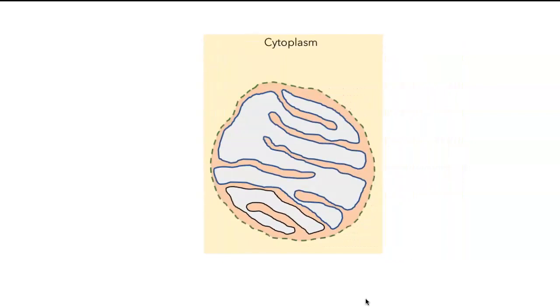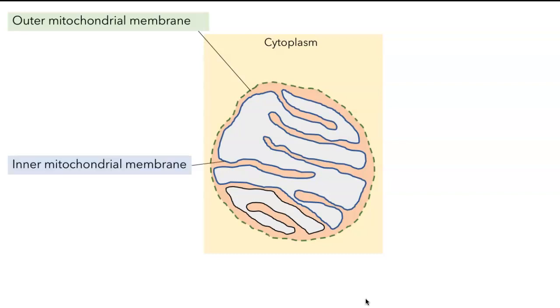Just to orient you, here is the cytoplasm, here's the outer mitochondrial membrane, the inner mitochondrial membrane. There's a space between called the intermembrane space, and then within the inner mitochondrial membrane, that space is called the matrix. This cartoon illustrates that mitochondria are compartmentalized, and there are these four different compartments. I want to talk about them a little bit one by one. Let's begin with the outer mitochondrial membrane.